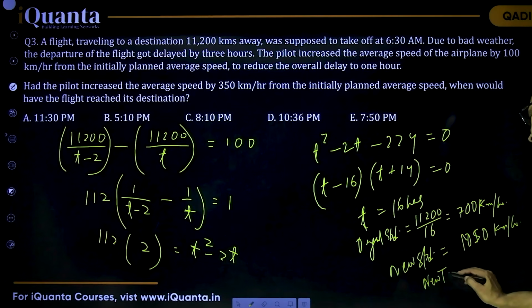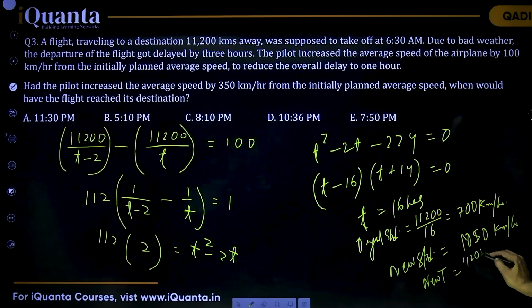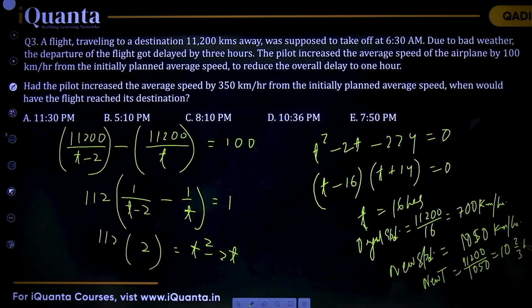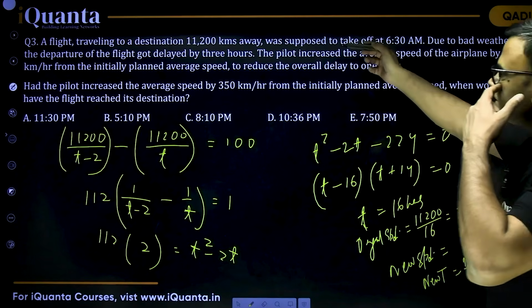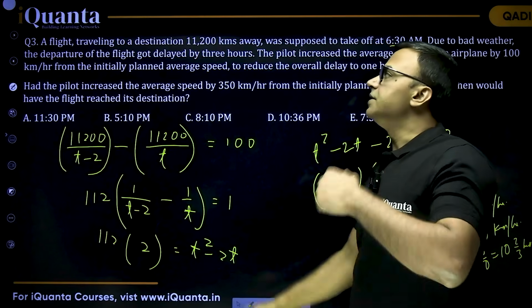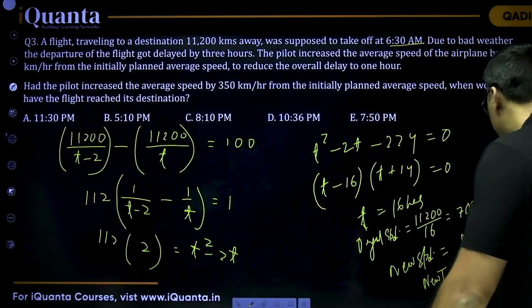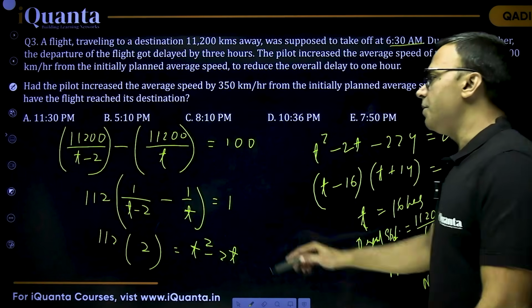New time would be 11,200, that we have already calculated, so I'm just repeating it, upon 1050, that is 10 2 by 3 hours. And not to forget, 6:30 is the original time of departure, 3 hours delayed, and then this much travel time. So final answer is going to be 8:10 p.m.